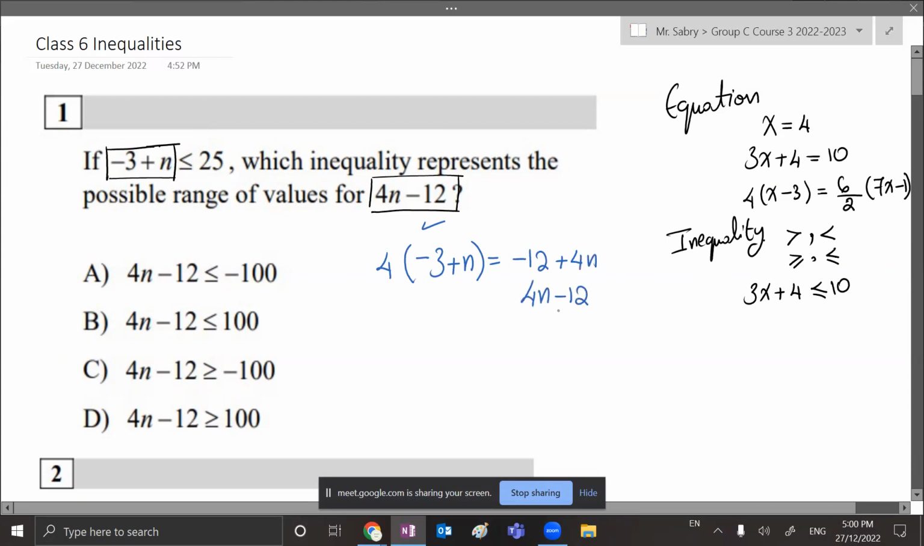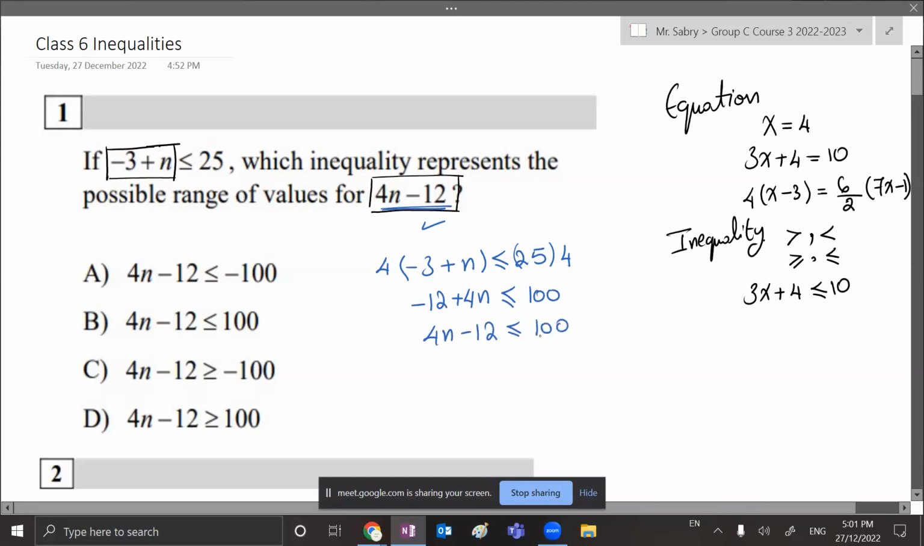So once you notice that, this should change the whole perspective for you. So let me again put it this way. Look at the inequality that's given, negative 3 plus n less than or equal to 25. Now what's wanted is 4n minus 12. Apparently, if I multiply this by 4, it will become negative 12 plus 4n. So this means that I have to multiply the other side as well by 4, and it will become 100. So apparently 4n minus 12 must be less than or equal to 100. So B must be the correct answer. Does that make sense or not?